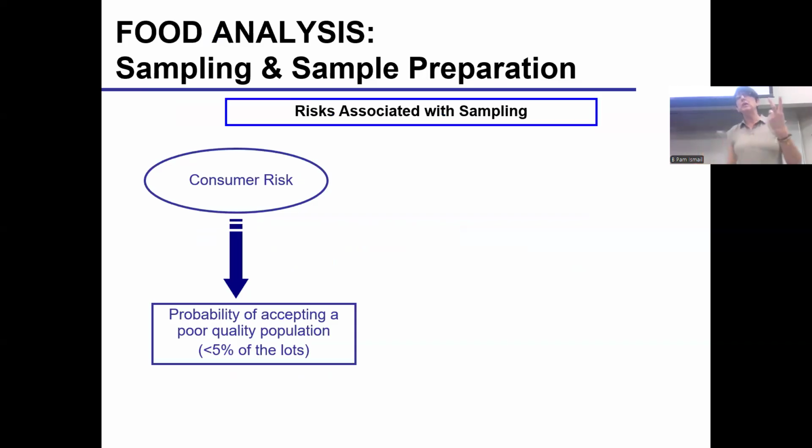So we usually have 2 risks for your decision making. One is a consumer risk. Second is a producer or vendor risk. The consumer risk is to accept a lot that is potentially of poor quality for the population, especially when it's safety related. This should be less than 5%. Your risk of accepting a bad quality lot should be less than 5%.